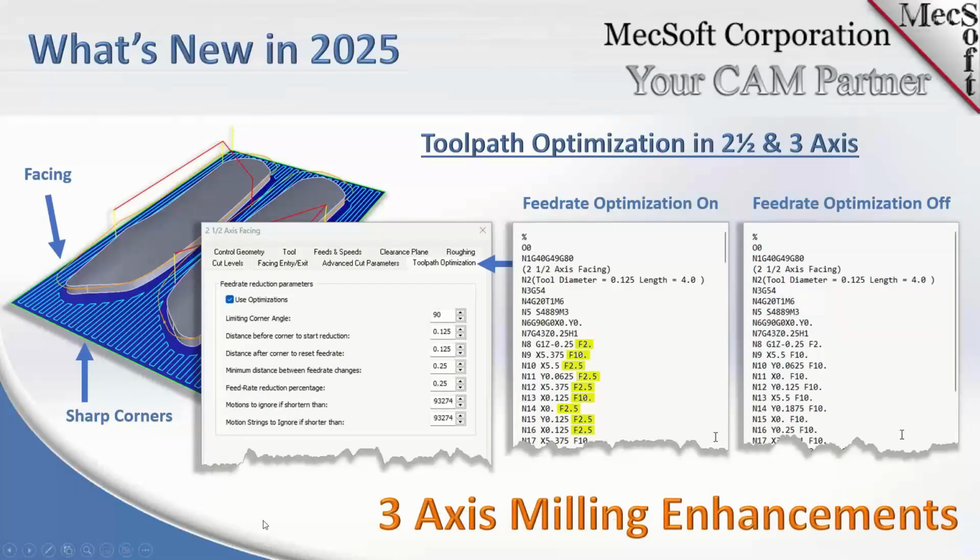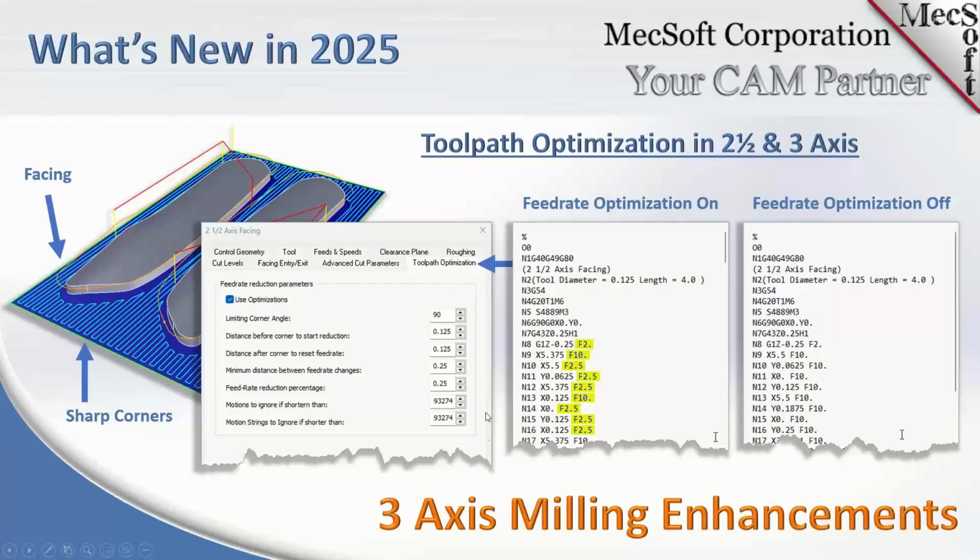Okay, so we got a lot of enhancements. 3-axis milling, obviously, because 3-axis is the most used toolpath method that we have. And initially, what we've got here is we've added toolpath optimization. Toolpath optimization tab up here, and if you look down, you have feed rate reduction factors, feed rate reduction parameters.